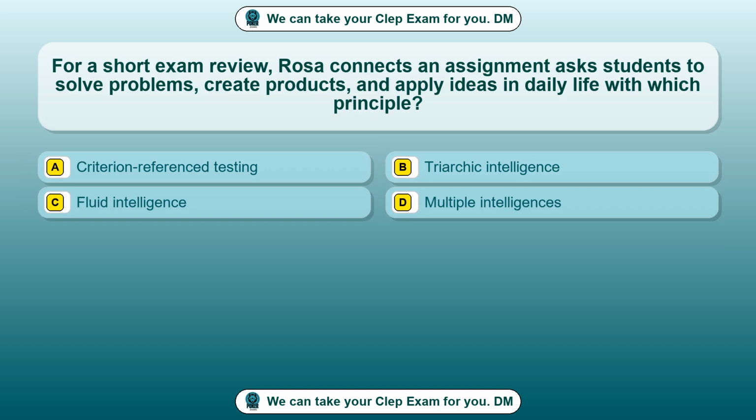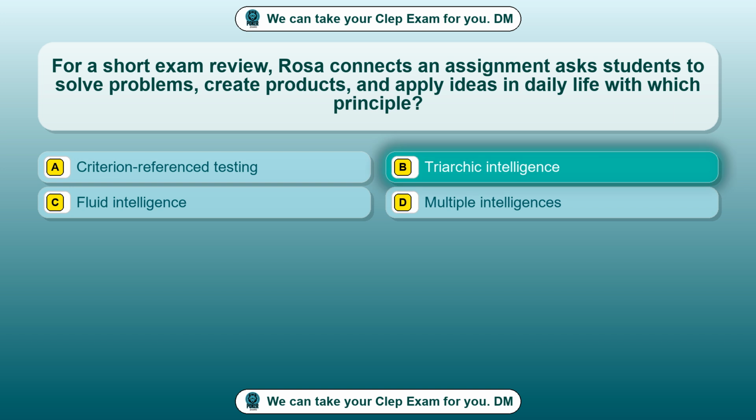Question 25. For a short exam review, Rosa connects an assignment, asks students to solve problems, create products, and apply ideas in daily life with which principle? Option A, criterion referenced testing. Option B, triarchic intelligence. Option C, fluid intelligence. Option D, multiple intelligences. The correct answer is option B.